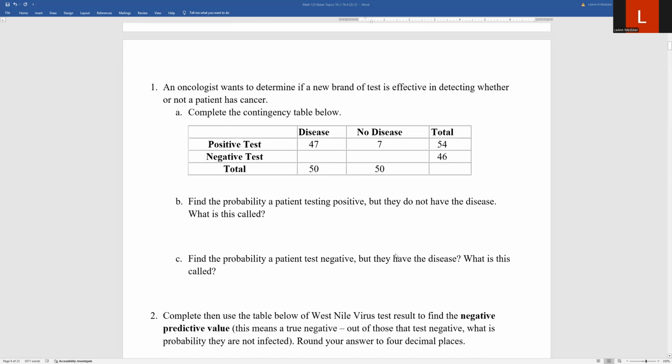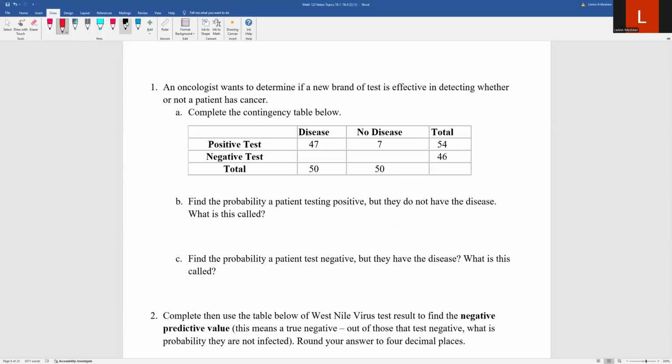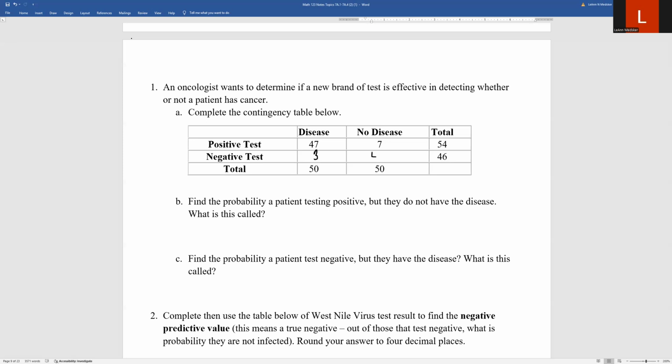Okay, so we're going to look at this first one right here. It says an oncologist wants to determine if a brand new test is effective in detecting whether or not a patient has cancer. So again, we have some stuff to fill in on this contingency table. We need to fill in these missing pieces. So remember, this has to sum to 50, so that would have to be 3. And this has to sum to 50 again, so that would have to be 43 because that's a 7. Notice that adds to 46, so that makes sense. And then these two both total to the same number, which is 100. Okay, so they tested 100 people.